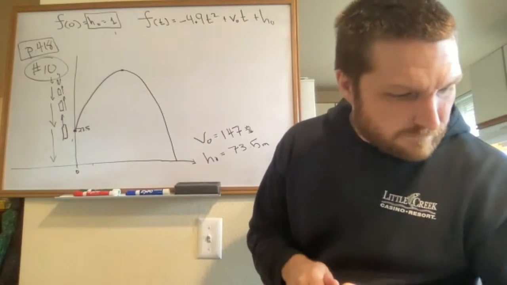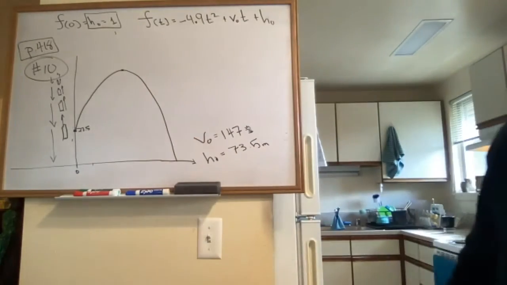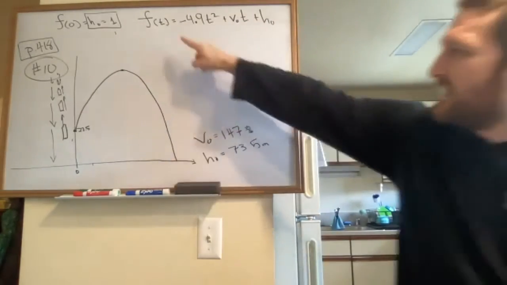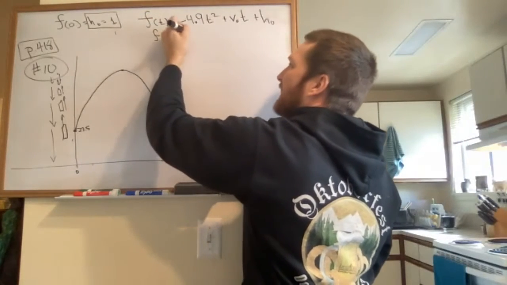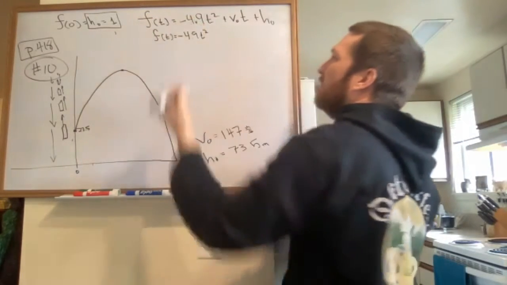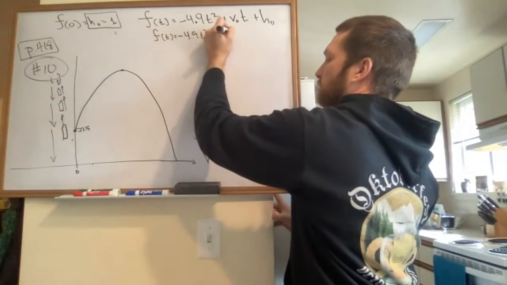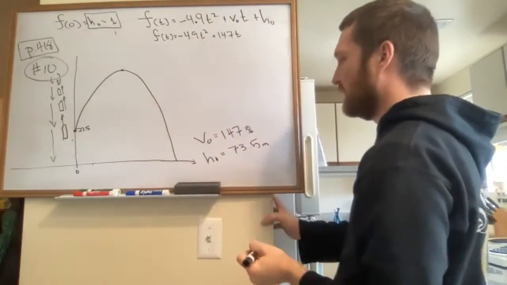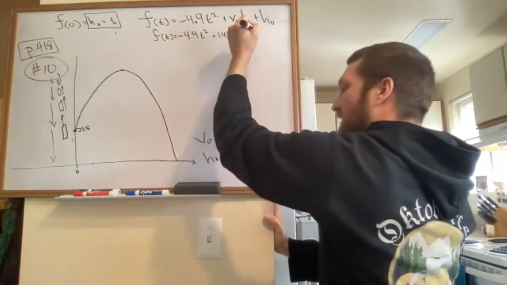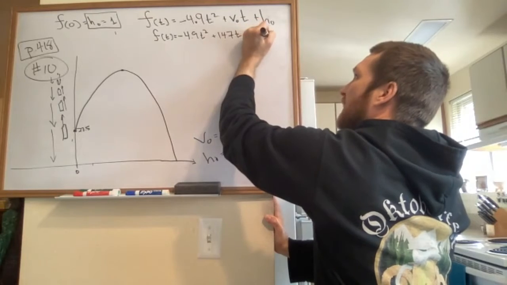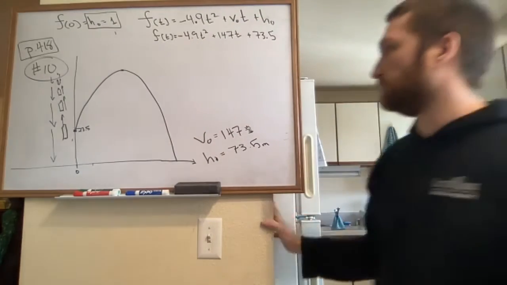So now, let's go ahead and plug this stuff in right here. And we should find that the height at any given time is given by negative 4.9 t squared plus 147 t plus, because we're at a positive distance, plus 73.5.